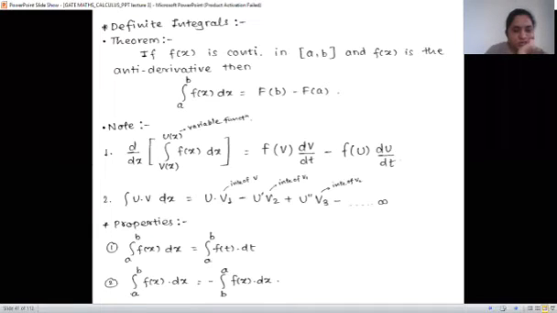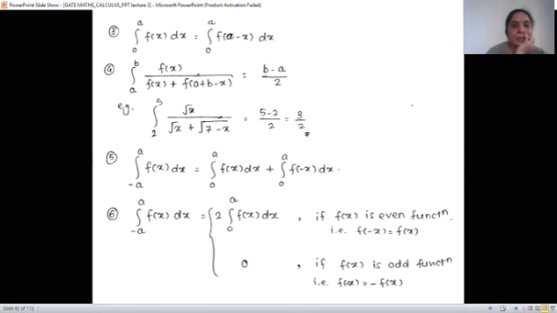Properties. Same properties repeated again. Here is one more important property, the fourth one: integration of f of x upon f of x plus, what is that? A and B are integration limits.